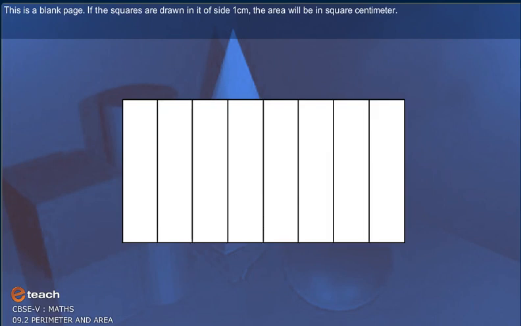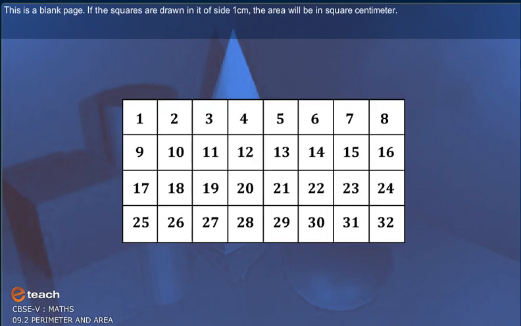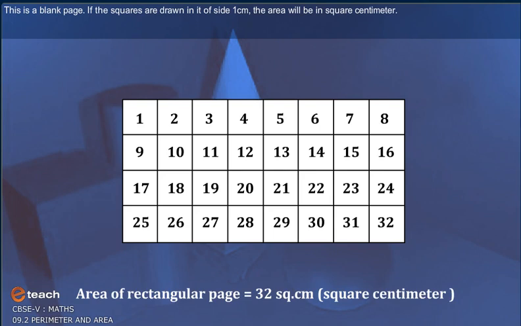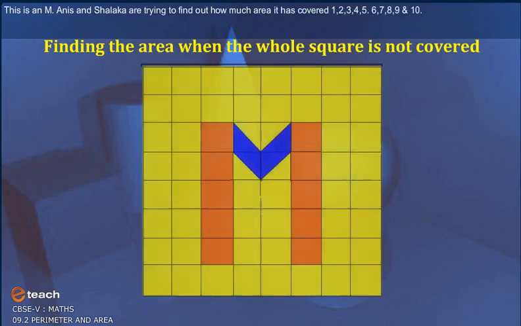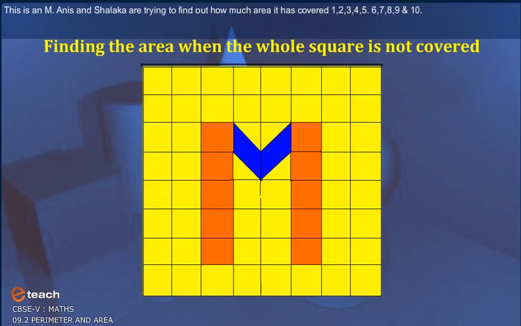If the squares drawn in it have a side of 1 centimeter, the area will be in square centimeters. Finding the area when the whole square is not covered. This is an M. Anas and Shalaka are trying to find out how much area it covers.